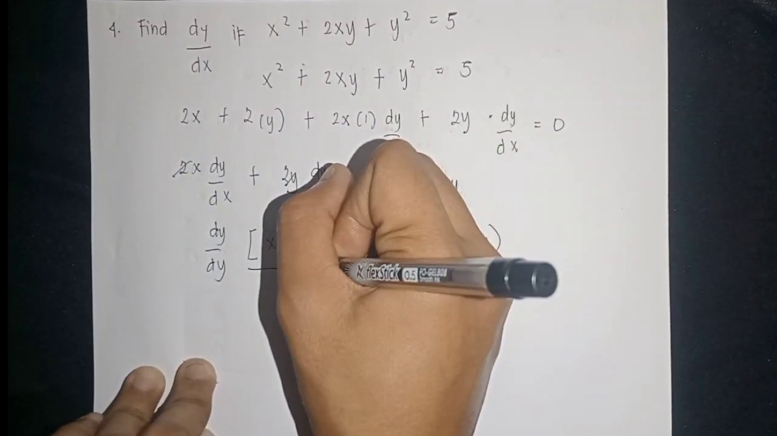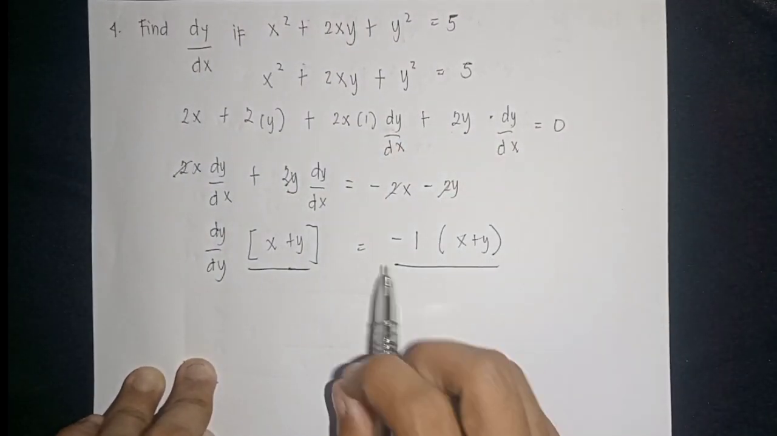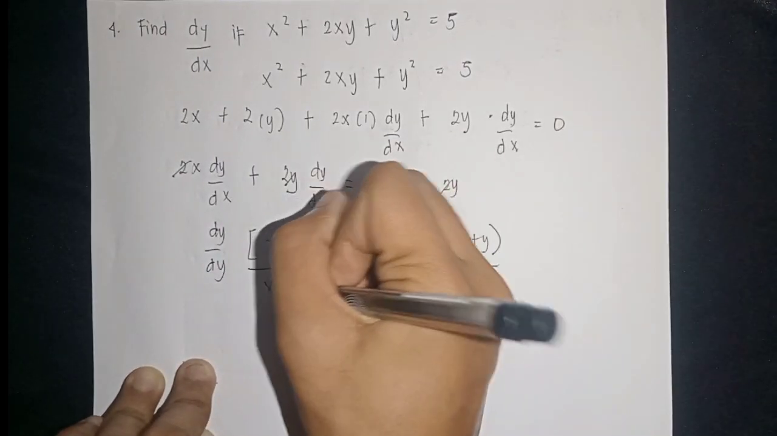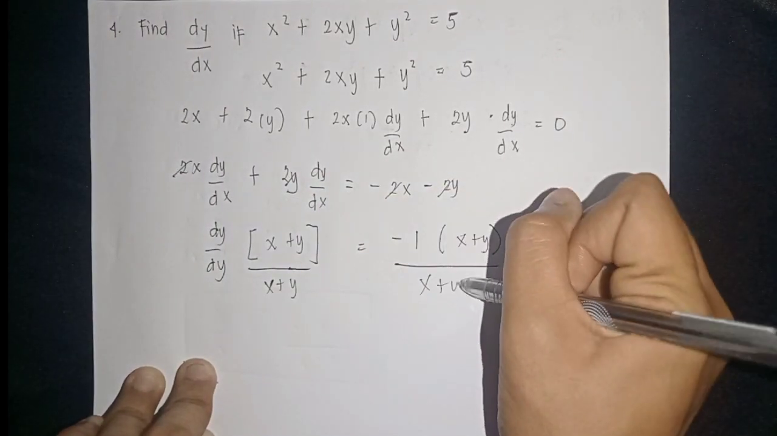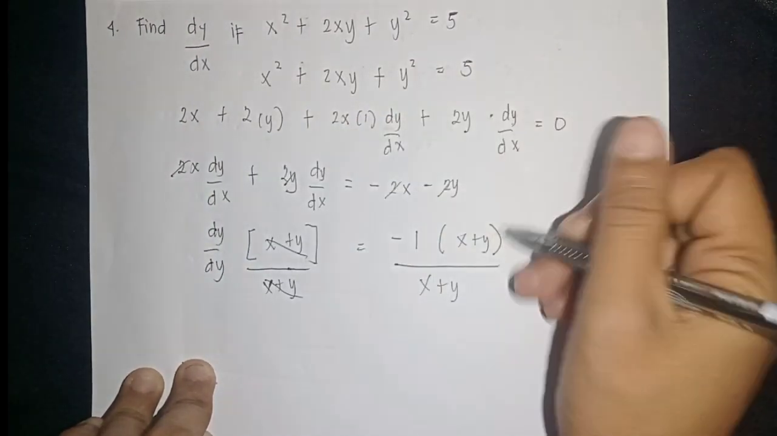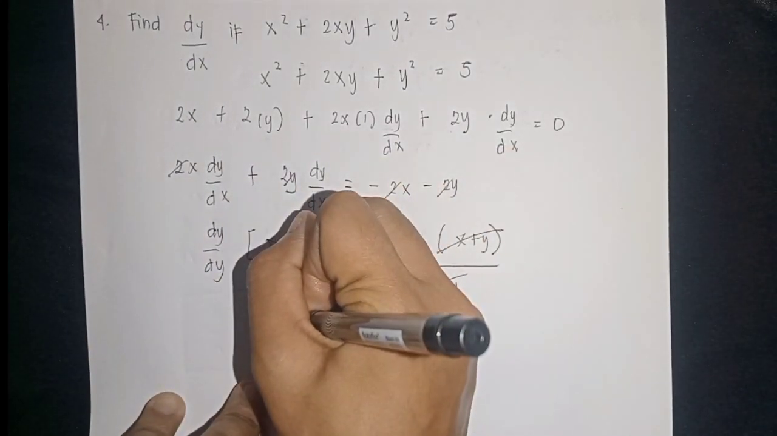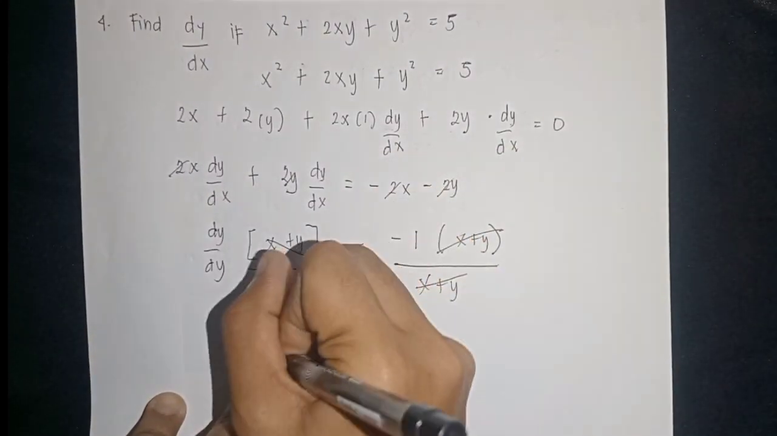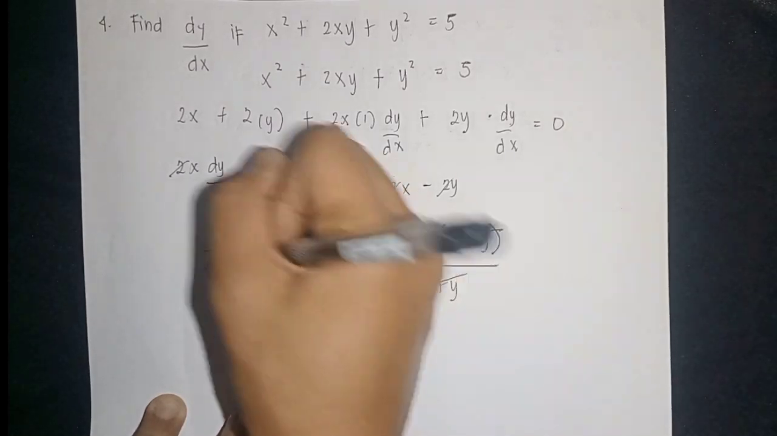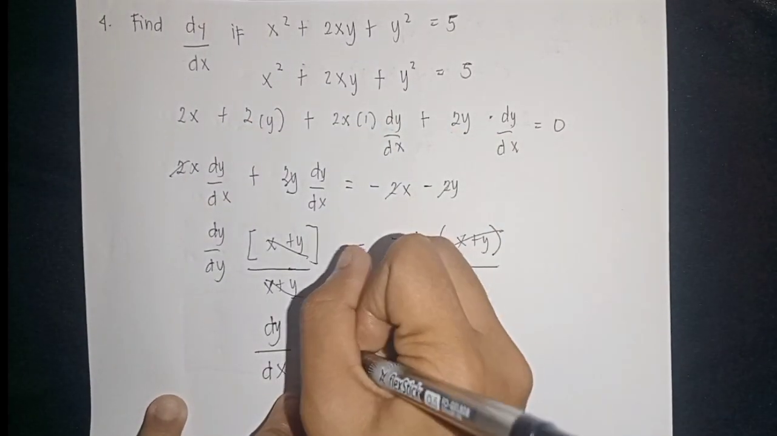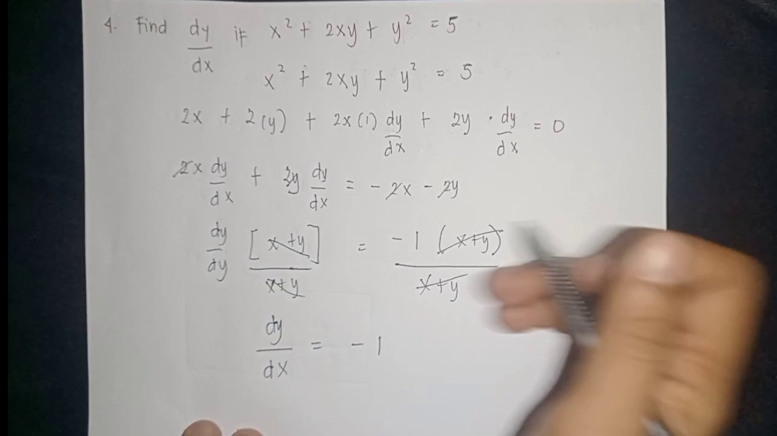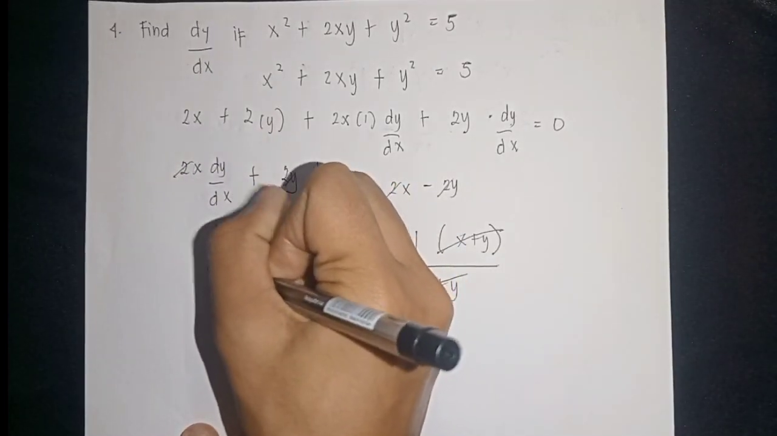So for us to cancel out, we have to divide both sides by x plus y, which cancels. And after this we are only left with the derivative of y with respect to x equal to negative 1. That's our final answer.